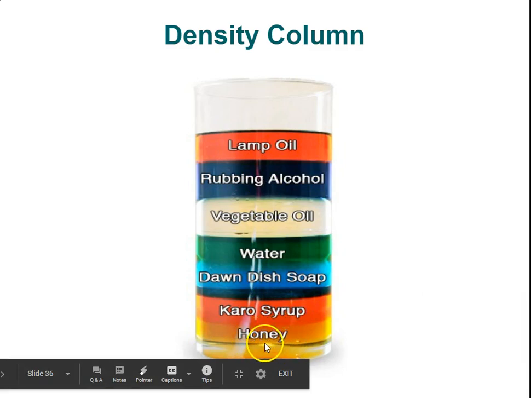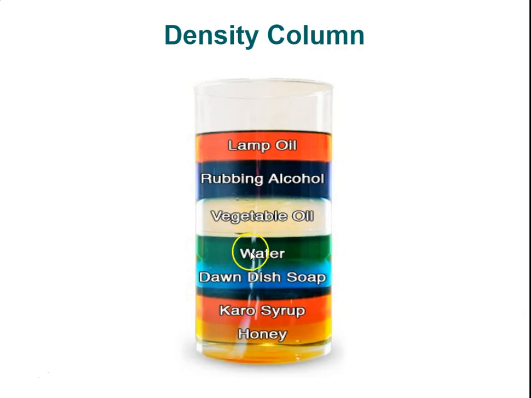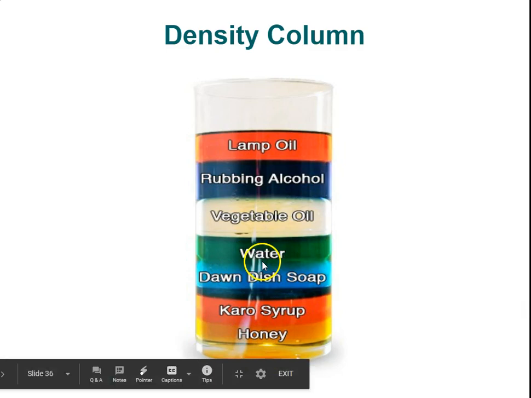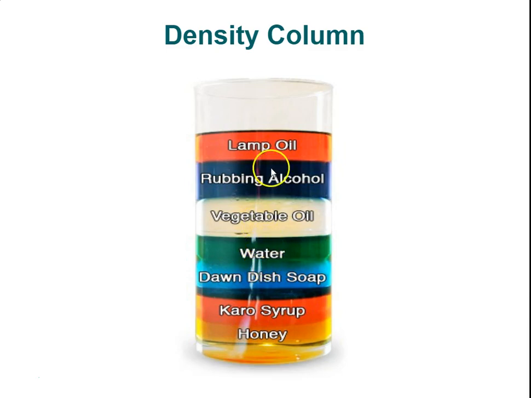So they took honey, put it in there, Karo syrup, put that in there, Dawn dish soap. Now water, they put a little bit of food dye in there just so you could see it. That's really right in the middle. So anything below it is more dense than water. Anything above it is less dense than water. And it just settles out like that.